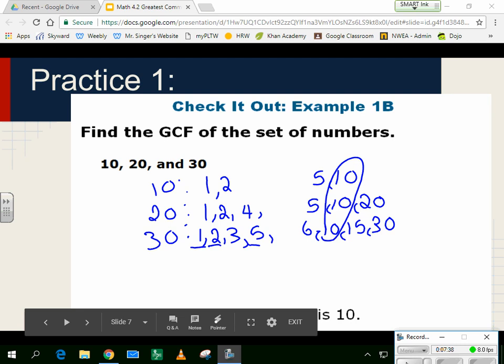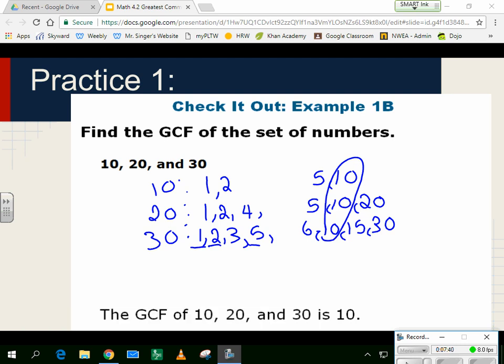All right, so I just used the list method. You can see I have gaps because I'm doing the rainbow method. And for 10, it's 1, 2, 5, and 10. For 20, it's 1, 2, 4, 5, 10, and 20. And for 30, it was 1, 2, 3, 5, 6, 10, 15, and 30. They all shared a 1, a 2, a 5, but the largest number they all shared was 10. So you should have gotten 10 for this one.